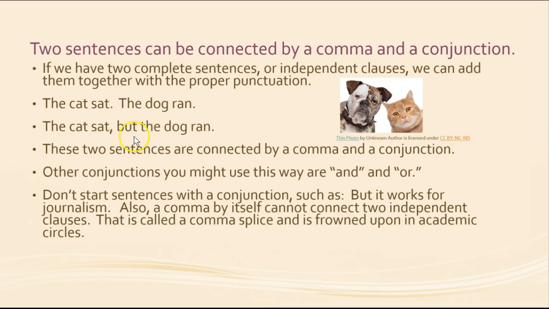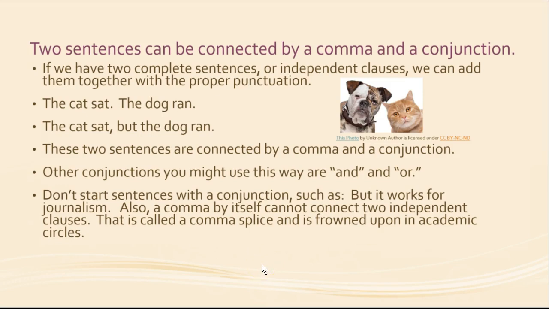And of course this but here is showing that there's a bit of disagreement between the first sentence and the second that we combined. These two sentences are connected by that comma and conjunction, and then the other two conjunctions that we could use are and or. Also, don't start sentences with a conjunction such as, but it works for journalism.